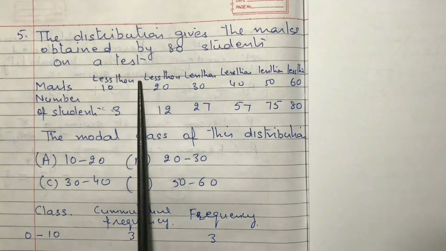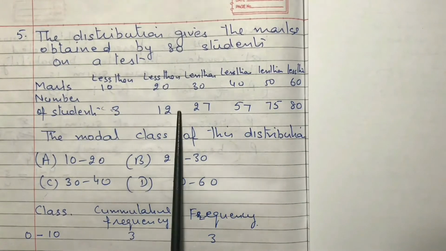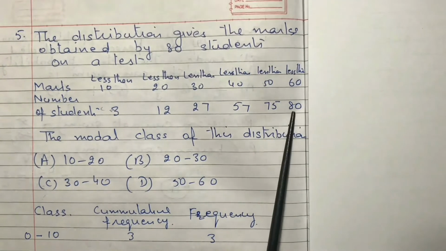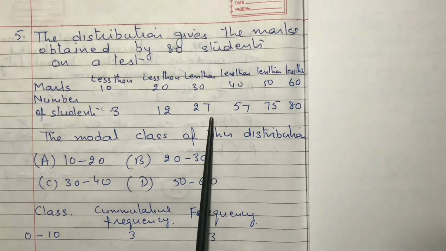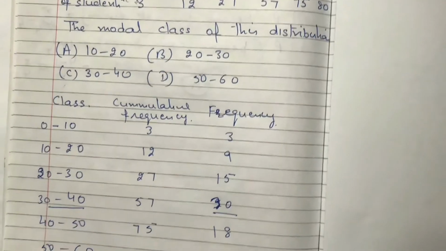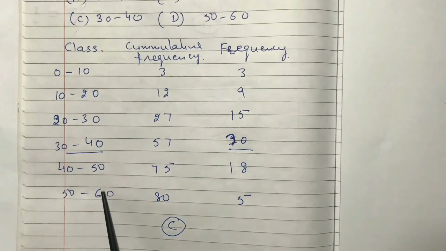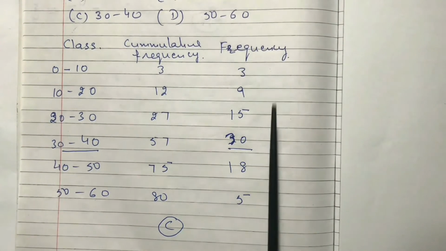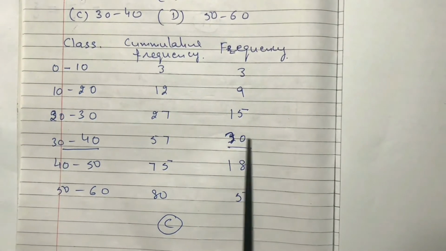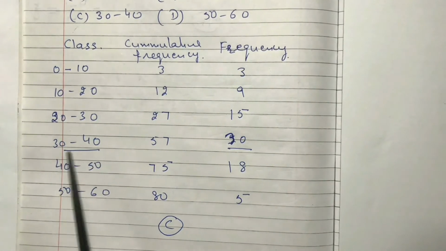Now the fifth question, the distribution gives the marks obtained by 80 students on a test. Now marks less than 10, less than 20, this is given to you. The number of students is 3, 12, 27, 57, 75, 80. The modal class of this distribution is, there are four options. We have to find the modal class. So here I have written class, here it is cumulative frequency. So write the frequency. The highest frequency is 30. And against 30, which class comes? 30 to 40. So that is the modal class.